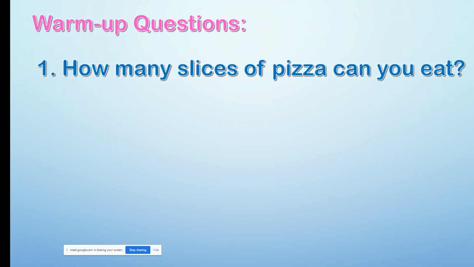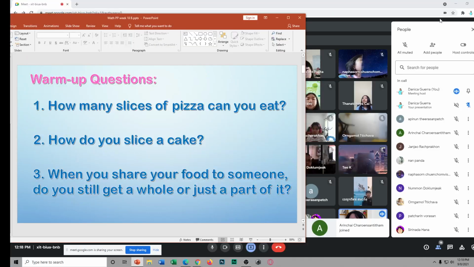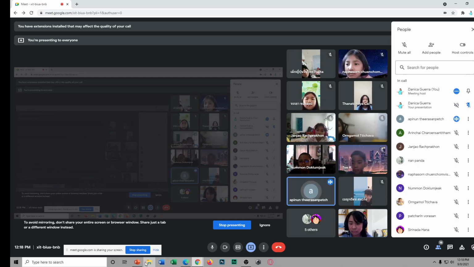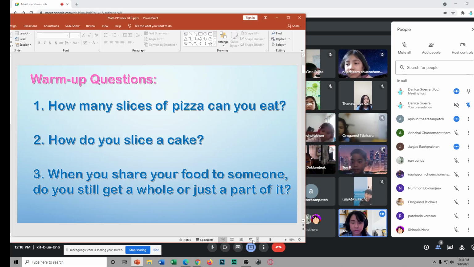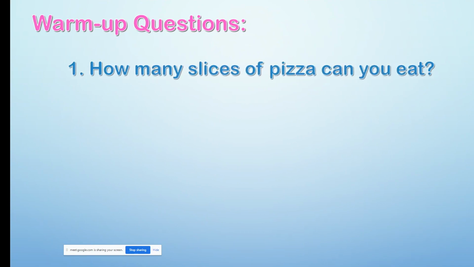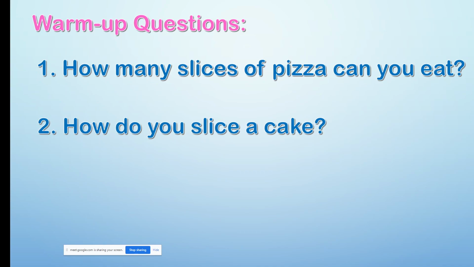We had, how many slices of pizza can you eat? For you, how many slices of pizza can you eat? Two. Usually 2. Who can eat more than 5? My brother. OMG. Next, number 2. How do you slice a cake? Do you slice it in 4, in 8? How many slices? In 8.